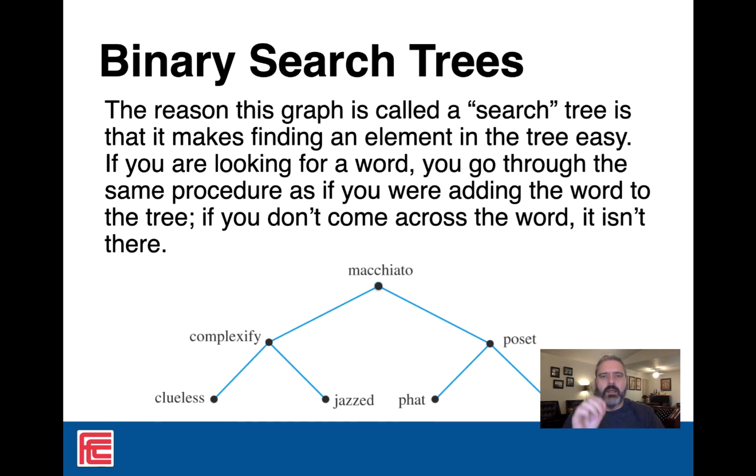Weeb. So that word starts with a W. So I'm going to go to macchiato. And basically, I'm going to follow the exact same rules that I would use if I'm going to put the word into the tree, right? Go to macchiato. Is it before or after? Is it equal to macchiato? No. Is it before or after? It's after. Okay, so then I go to posit. Is it posit? No, it's not. So is it before or after posit? Well, it would be after.